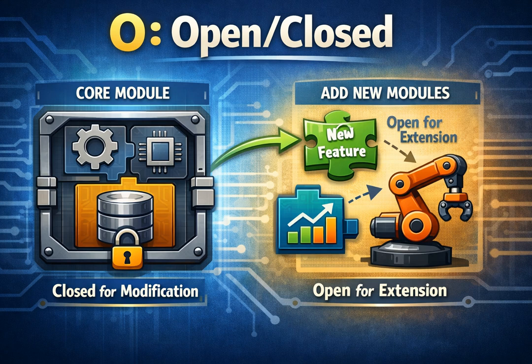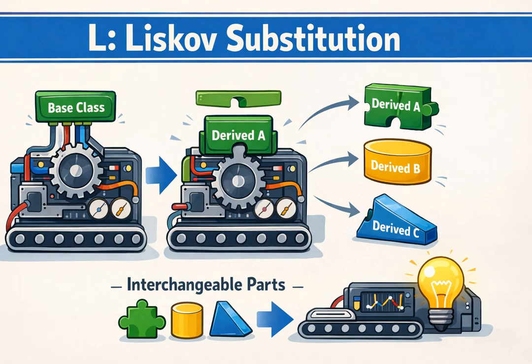Moving on to the Liskov Substitution Principle, or LSP. This principle, named after Barbara Liskov, states that objects of a superclass should be replaceable with objects of its subclasses without breaking the application. In essence, if S is a subtype of T, then objects of type T may be replaced with objects of type S without altering any of the desirable properties of the program.